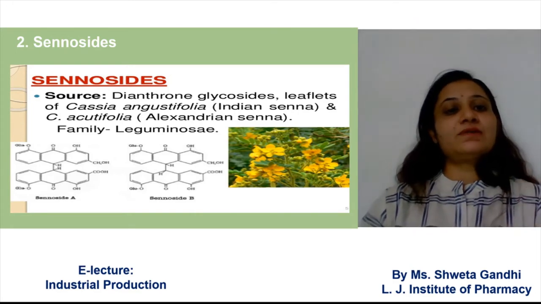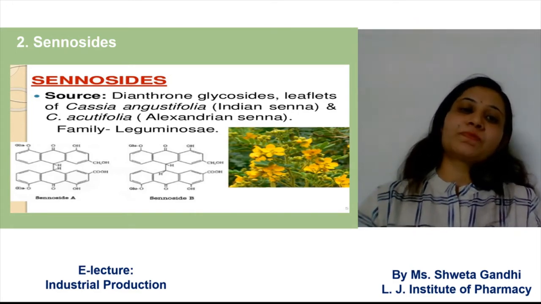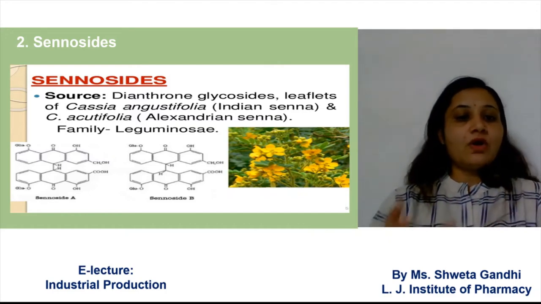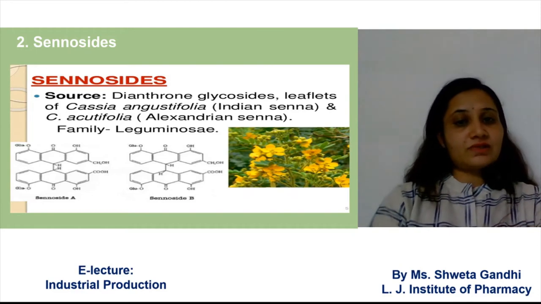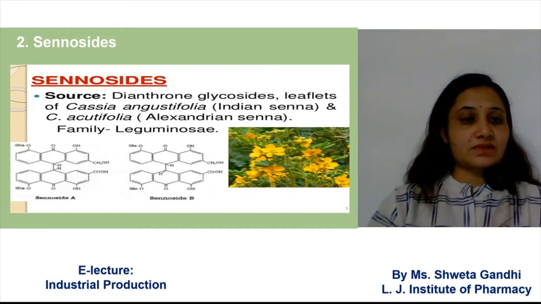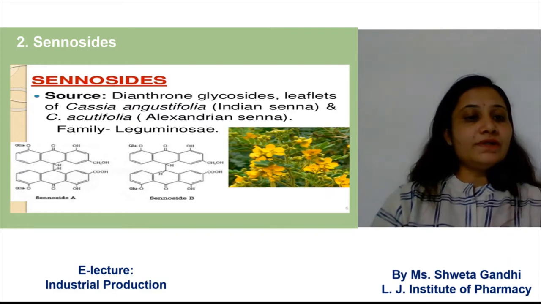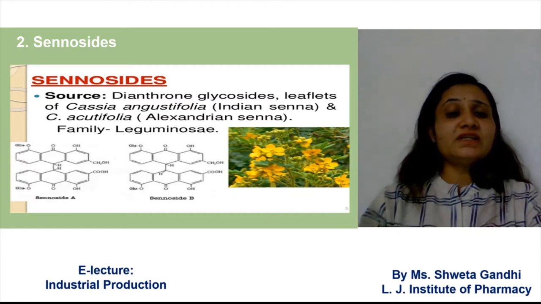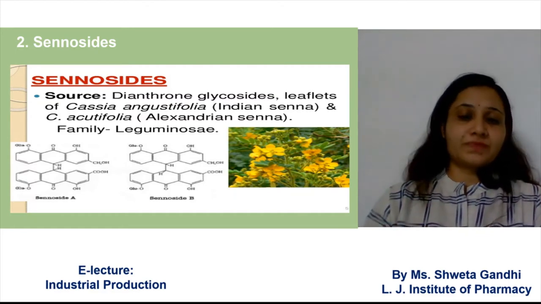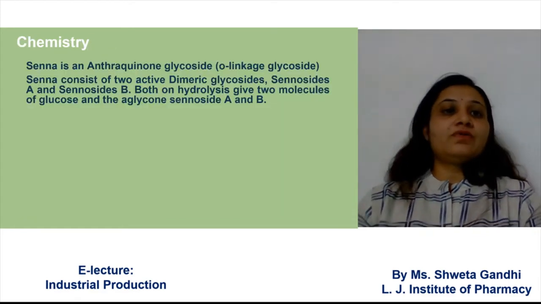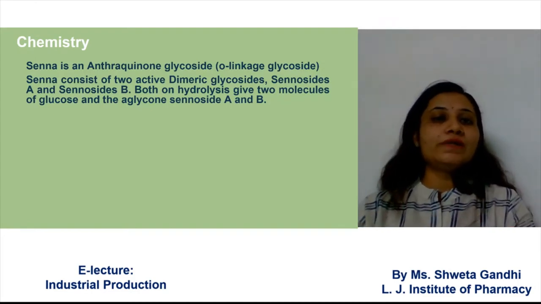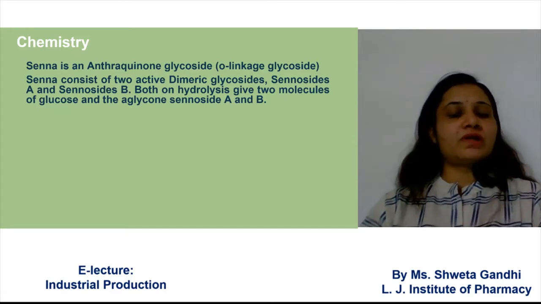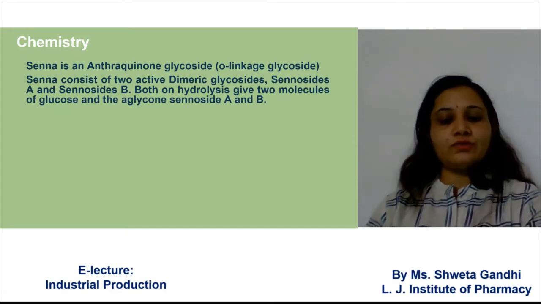For example, the sennosides. In the sennosides, the source is obtained from the dianthrone glycosides, and the structures are sennoside A and B. The structure in sennosides A and B is the same; the only difference is the rearrangement of the groups. Senna is an anthraquinone glycoside, an O-linkage glycoside. It consists of two active dimers, sennosides A and B. Both on hydrolysis give glucose and the aglycone sennidins.